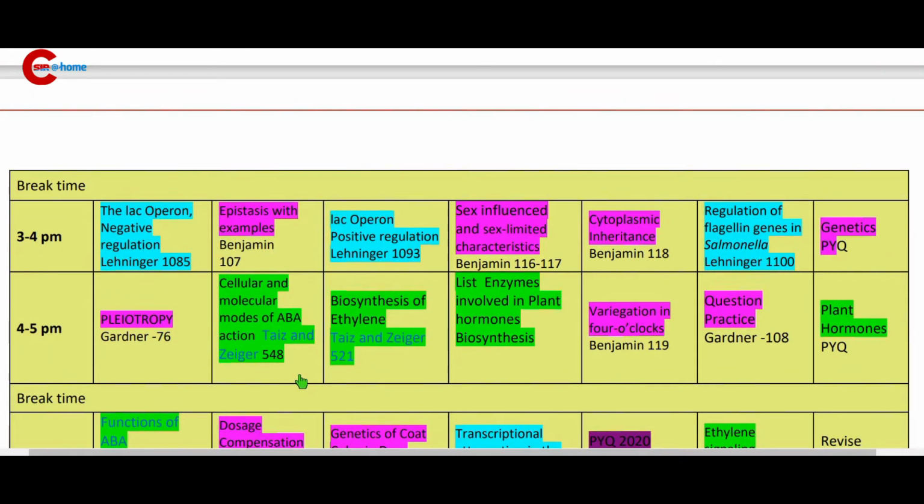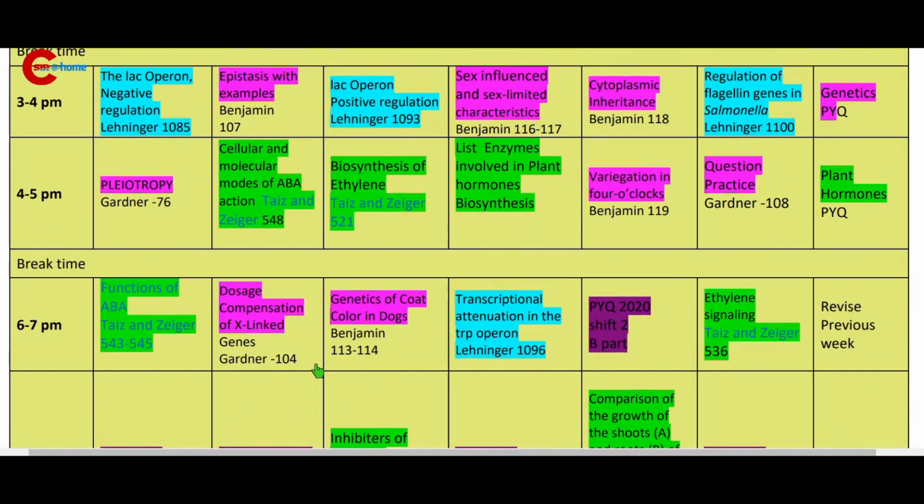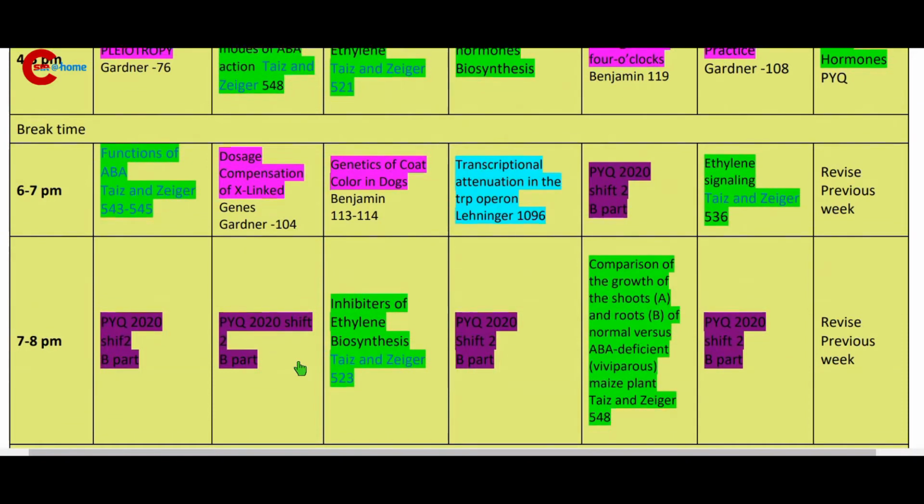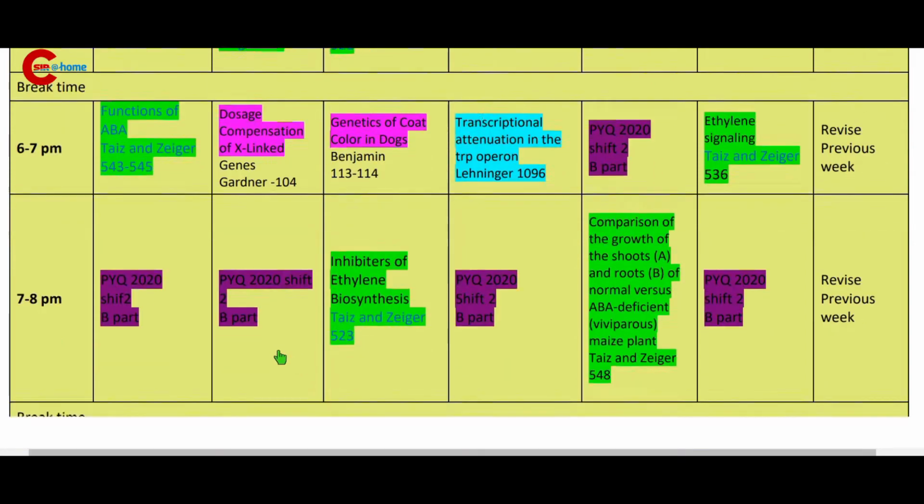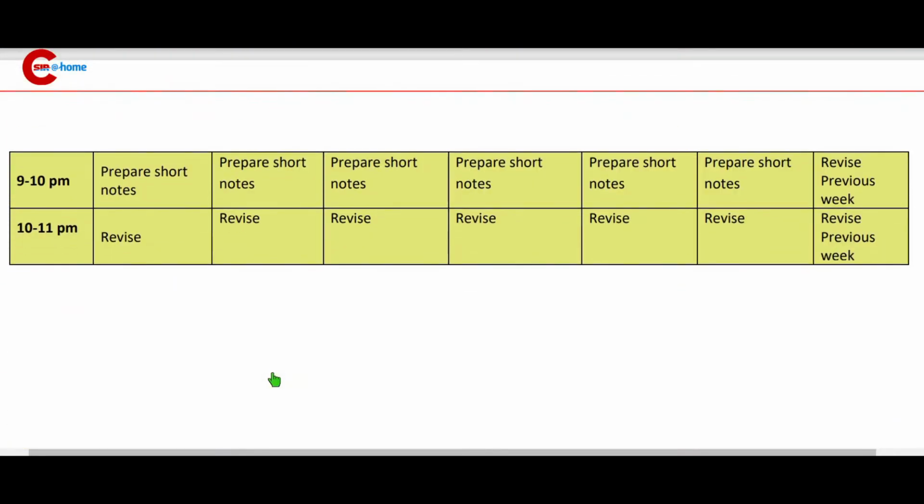Then 4 to 5 p.m. study cellular and molecular modes of ABA action. 6 to 7 p.m. dosage compensation of X-linked genes. Gardner. Then 7 to 8 p.m. work on the previous year question, that is 2020 shift 2. Then 9 to 11 p.m. prepare short notes and revise.